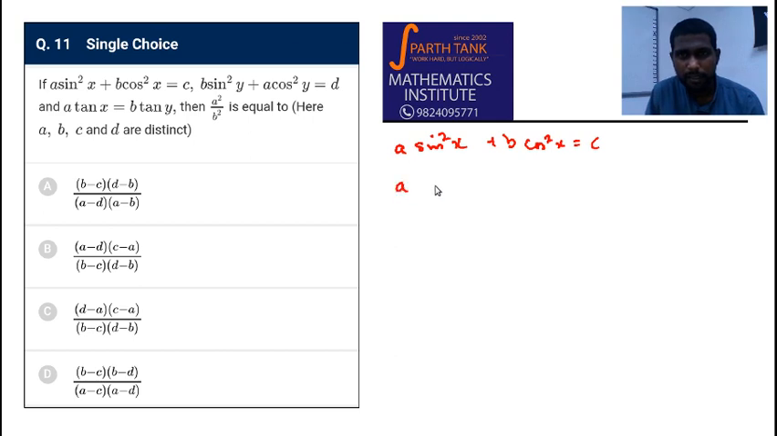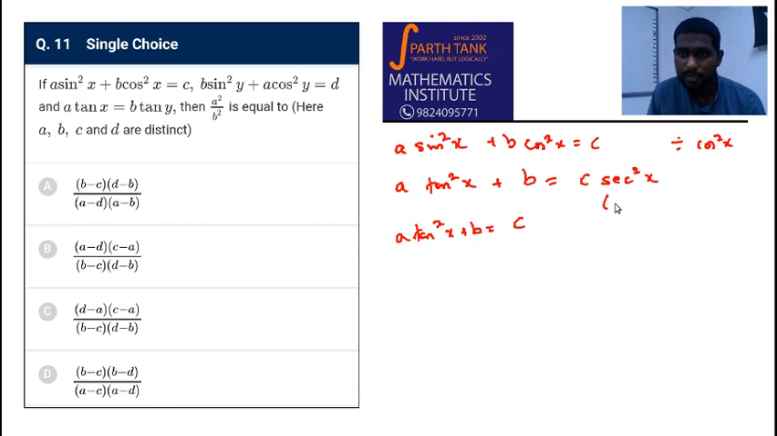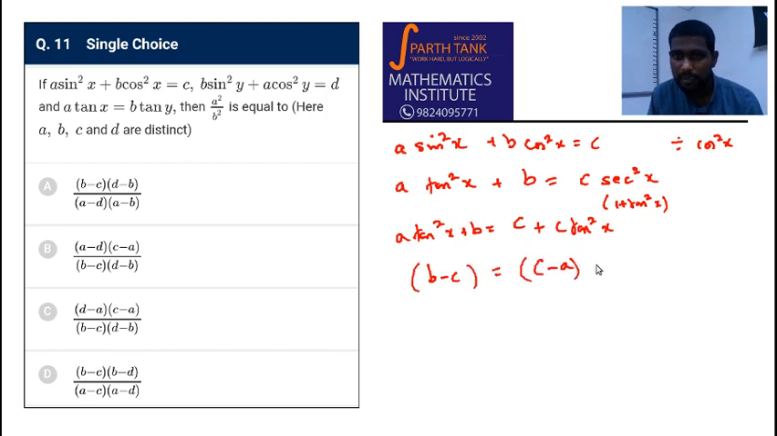Divide the whole thing by cos squared x. So this becomes A tan squared x plus B is C secant squared x. I am dividing the whole thing by cos squared x. Now secant squared x can be written as C into 1 plus tan squared x, right? This is nothing but 1 plus tan squared x. So this becomes C plus C tan squared x, or B minus C is equal to C minus A tan squared x, or tan squared x is nothing but B minus C by C minus A.